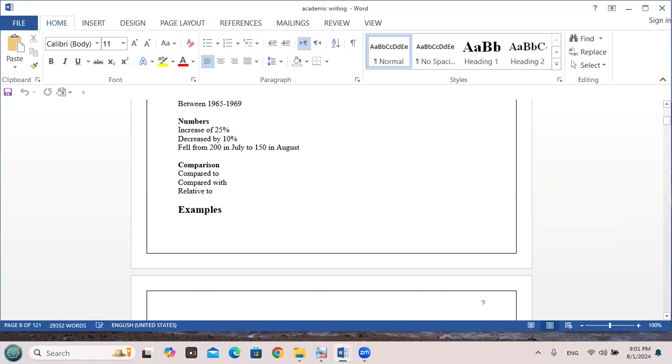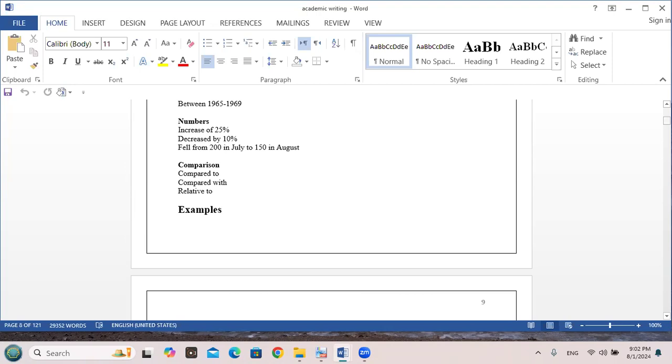So this is in general IELTS. Writing task 1 is so simple. You are supposed to write a letter, and you have to answer 3 questions in your letter. But in writing task 1 of the academic IELTS, no, it is not writing a letter.